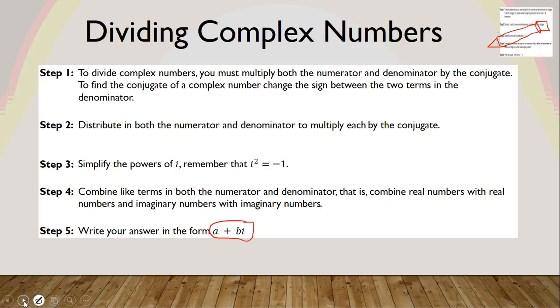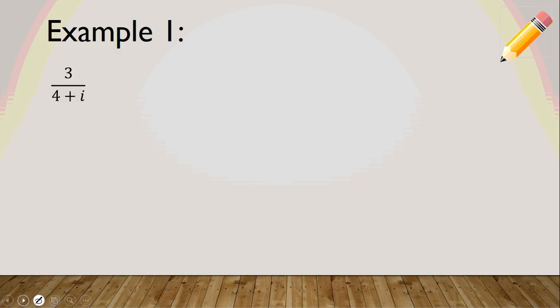Now let's take a look at what this looks like in a couple examples. Here's example 1. We have to take 3 divided by the complex number 4 plus i. It's a complex number because it's got a real number part and an imaginary number part. You can't divide by i traditionally here. We need to do something that's called using the conjugate to simplify the expression. Now the conjugate is the same expression that's in the denominator, except you change the sign in between. So instead of 4 plus i, we will now have 4 minus i.